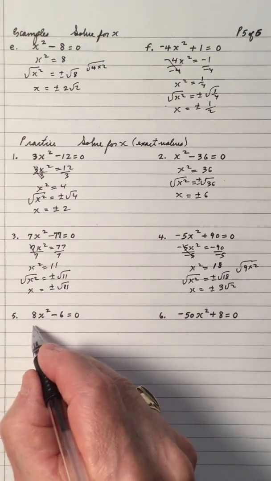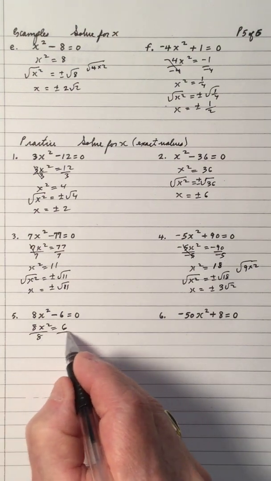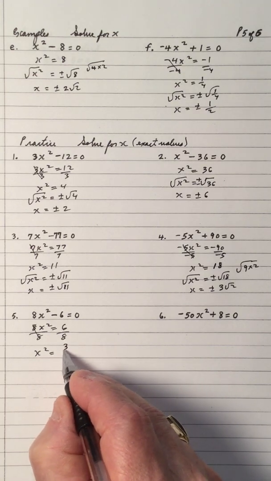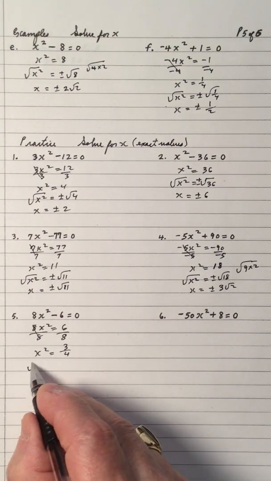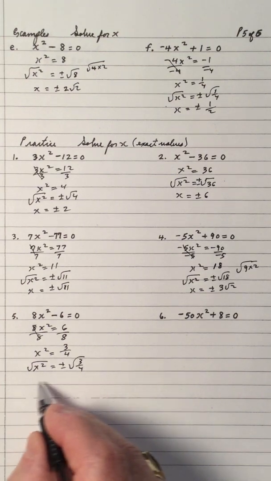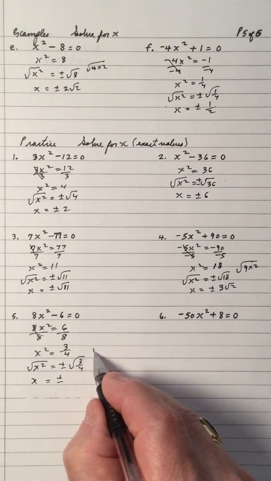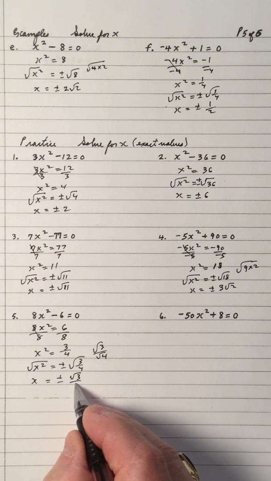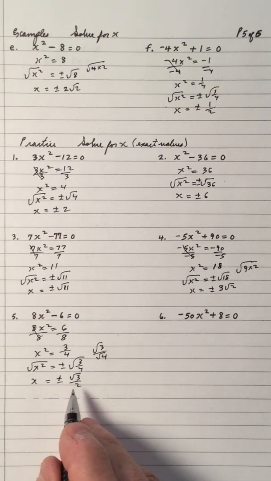And number 5, we have 8x squared equals 6. Divide by 8. x squared equals, we can reduce this to be 3 over 4. It's easier to reduce the fraction. And the square root of x squared is plus or minus the square root of 3 over 4. And that gives me x equals plus or minus the square root of 3 over the square root of 4, which is root 3 over 2. So it's a positive root 3 over 2 and a negative root 3 over 2.